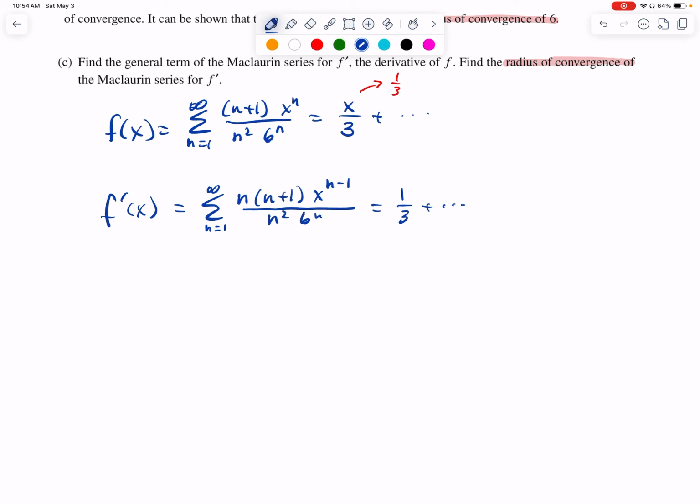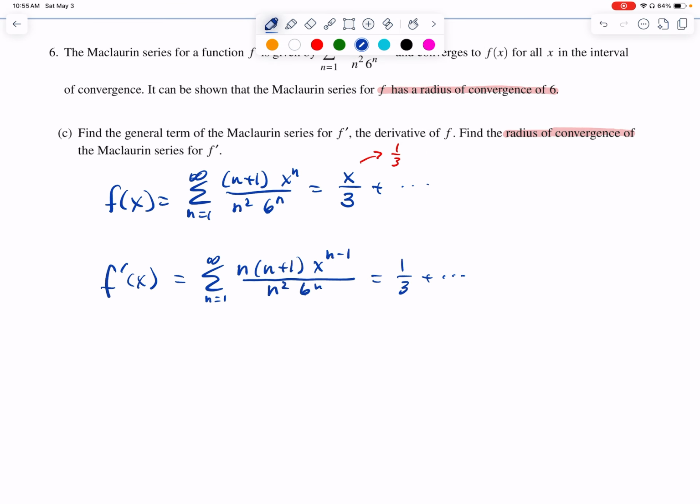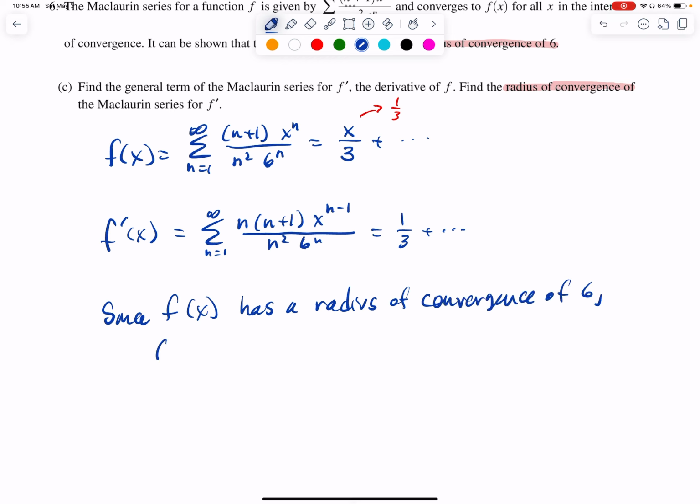Oh, great. And now we just need to find the radius of convergence. So if they hadn't given us the radius of convergence of f, what you would have to do is use the ratio test, of course. But I can completely avoid that for the reasons that I previously stated, which I will not restate because I am running out of breath. So I am just going to say, since f of x has a radius of convergence of 6, f prime of x also has a radius of convergence of 6.